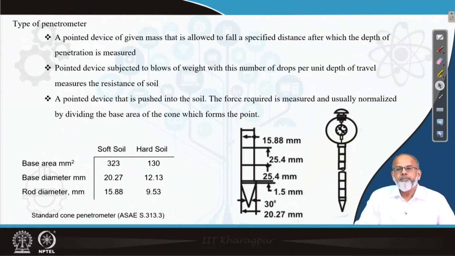If it is a hard soil, then the base area is 130 millimeter square, and the base diameter is 12.13 millimeter, and the rod diameter is 9.53 millimeter. These are the standards given by the American Society of Agricultural and Biological Engineers.